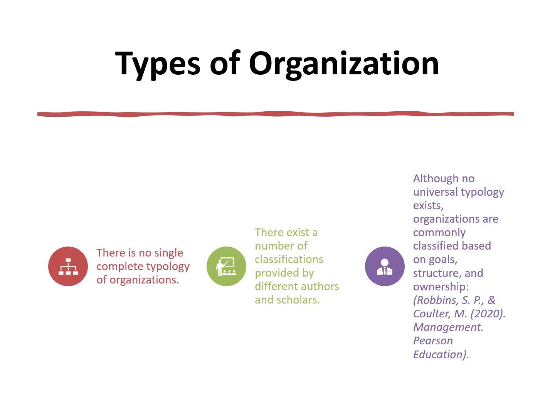There is no single, comprehensive typology of organizations. Various scholars have proposed multiple classifications, but no universal system exists. Commonly, organizations are classified based on their goals, structure, and ownership, as noted by Robbins and Coulter, 2020.